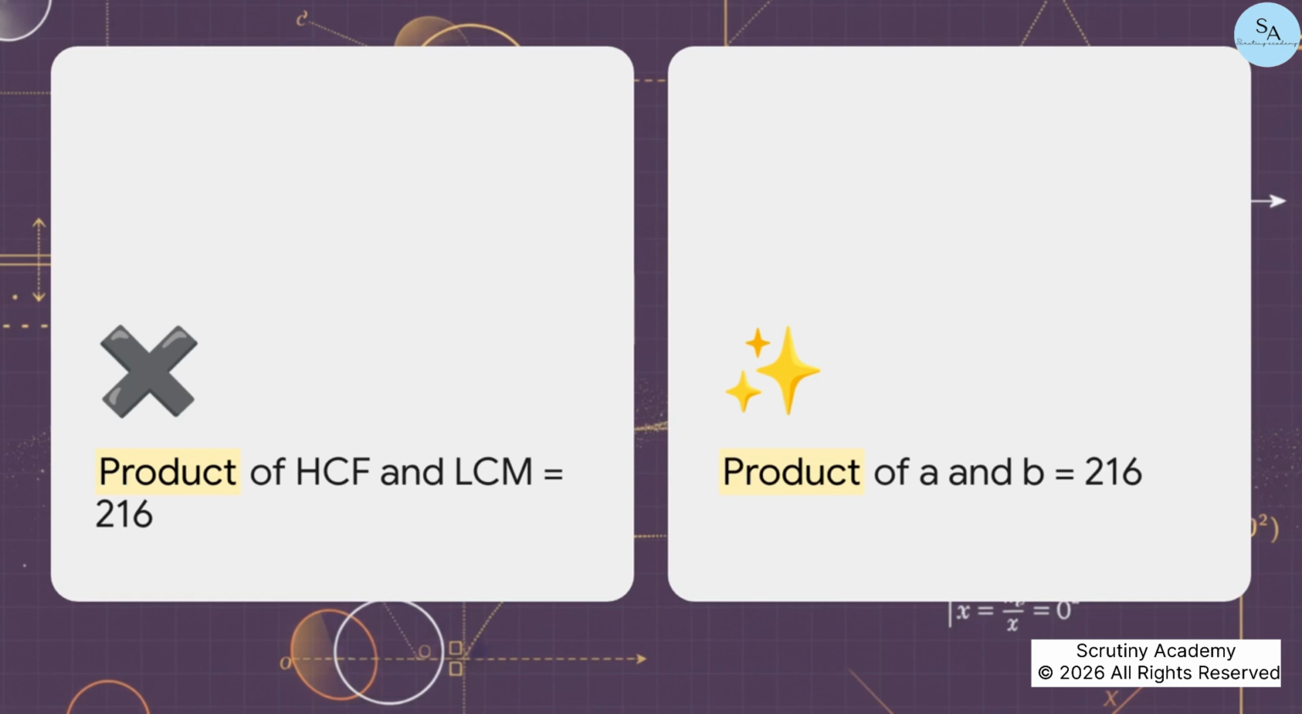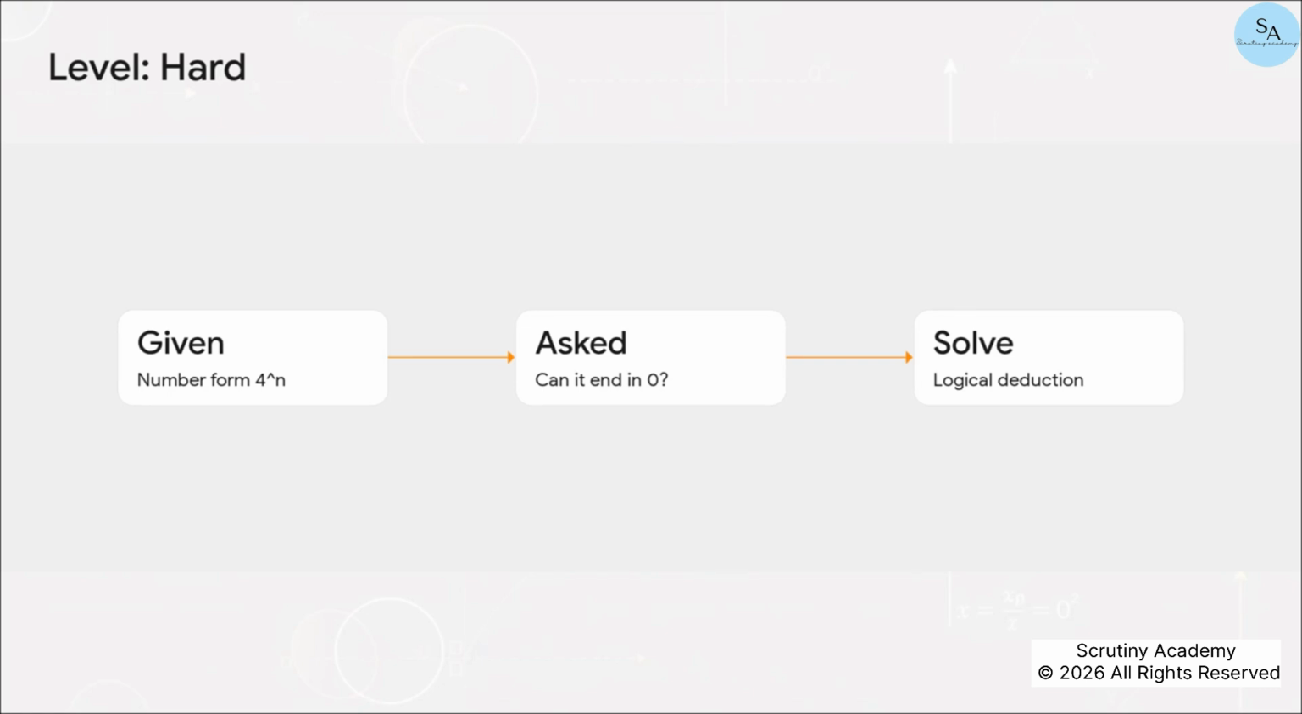The product of the HCF and LCM always equals the product of the original numbers. It is a fantastic built-in way to check your work during a stressful test. You are doing amazing, by the way.